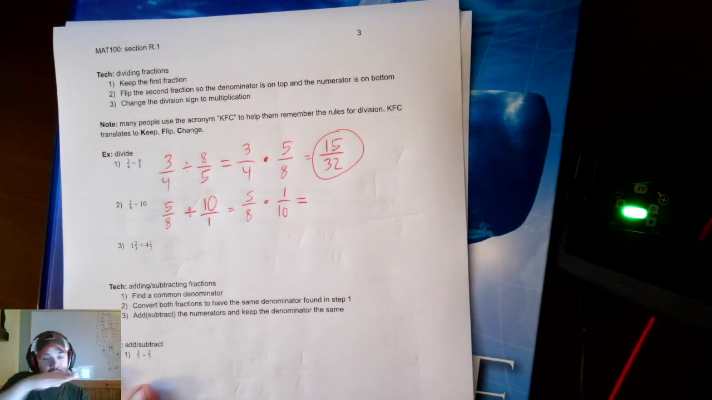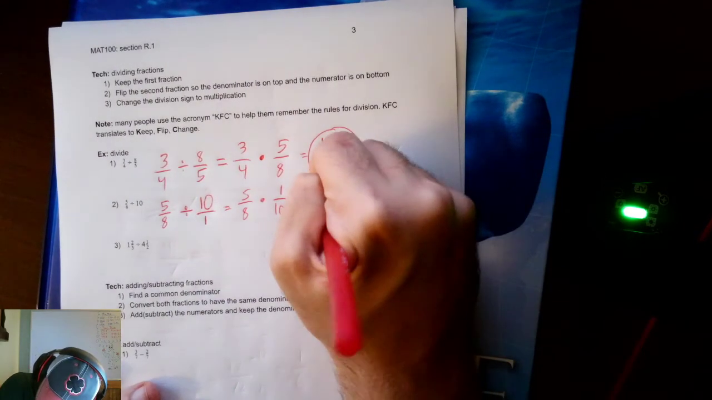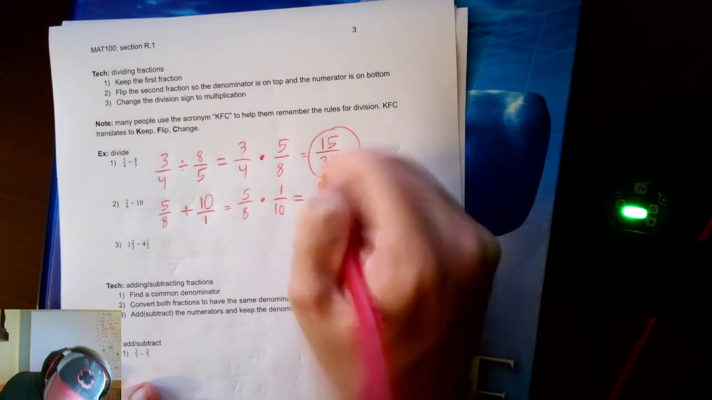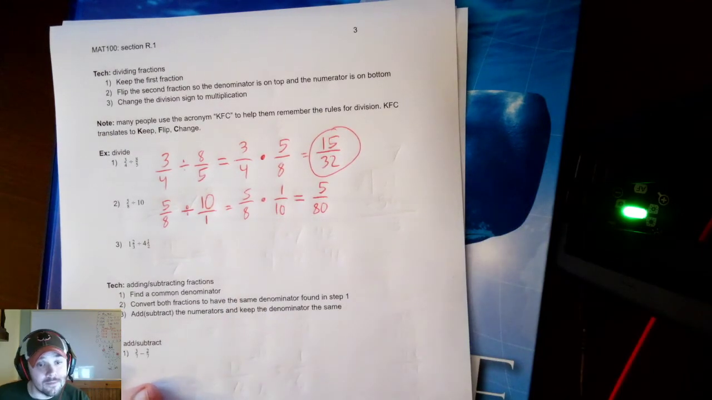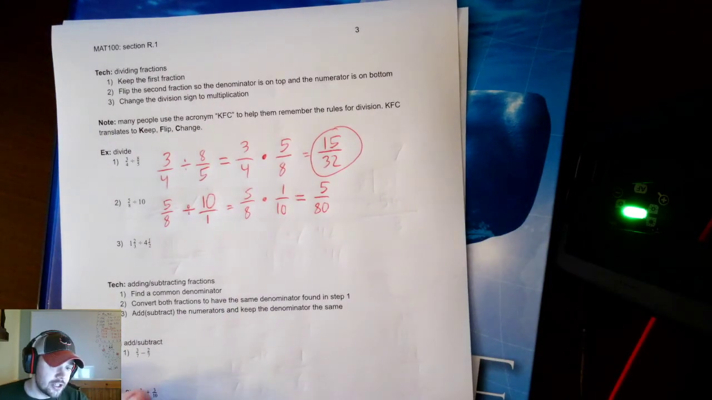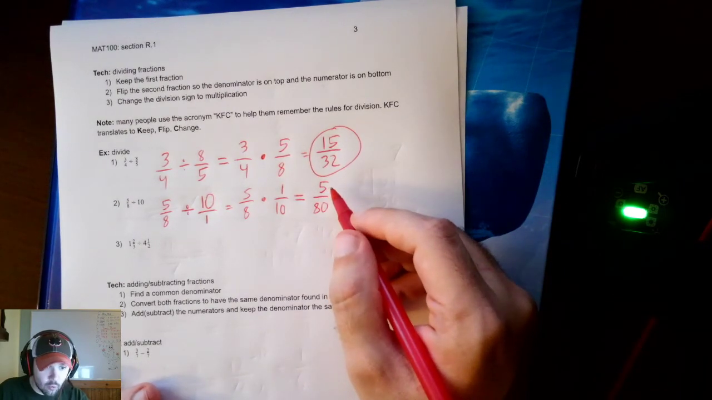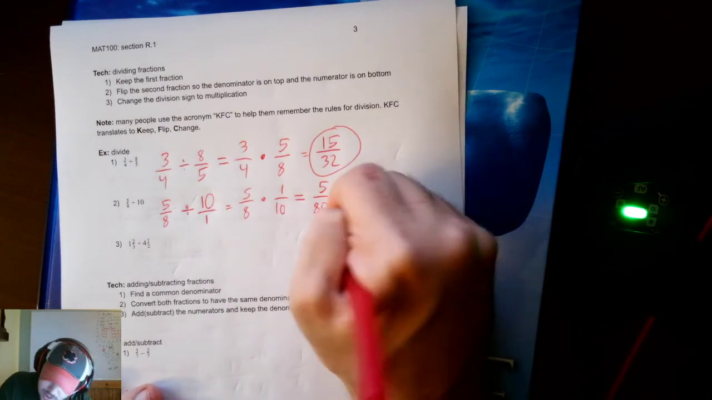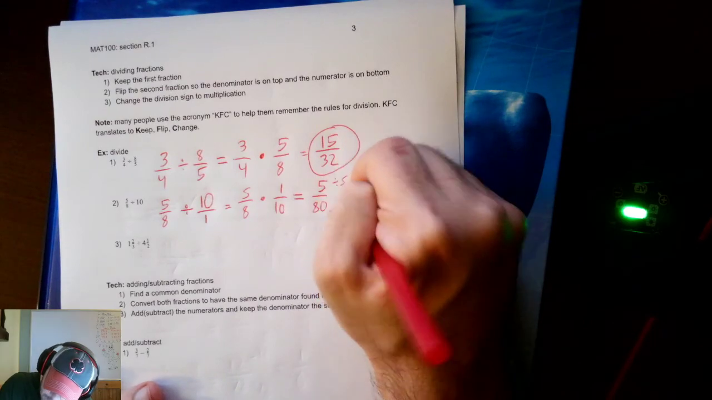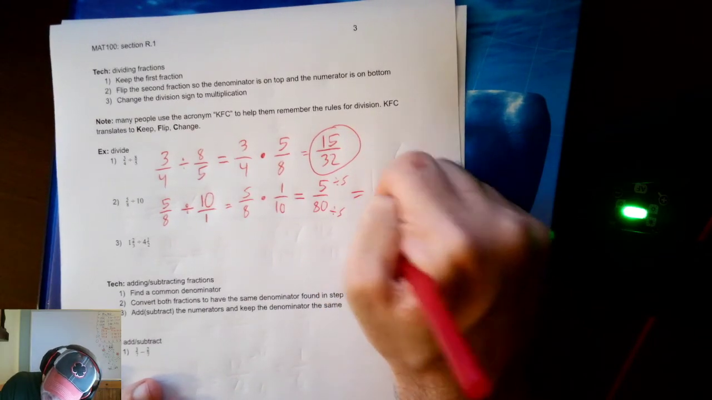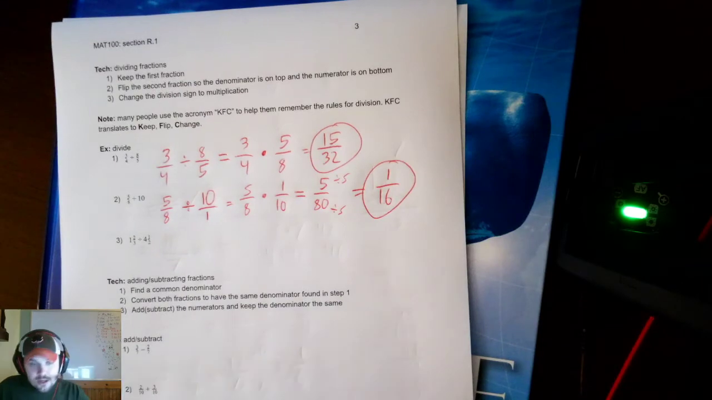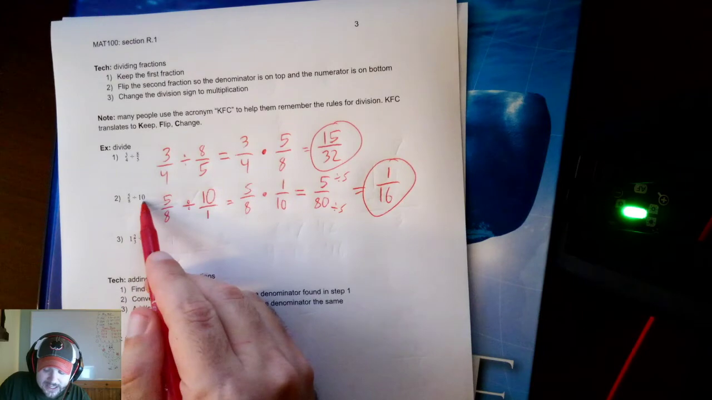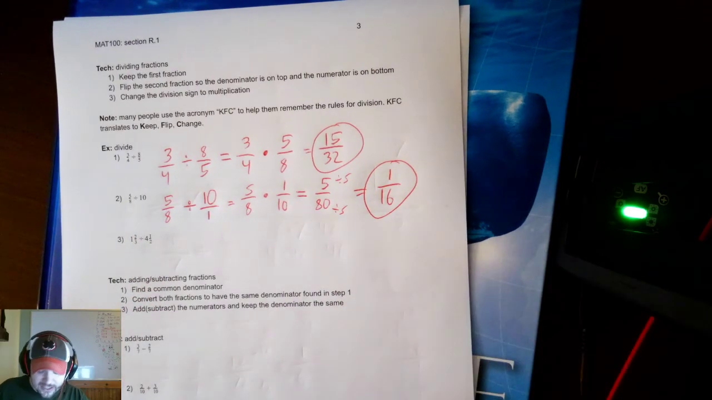Now I can multiply straight across, 5 in the top and 80 in the bottom. Now I check for reductions. Can it reduce? Well, not many options divide 5, only 1 and itself, right? Only 1 and 5. Does 5 divide 80? Yes, it does. So we'll divide out 5 from both to get 1 over 16. So we get 1 over 16 for our answer. So 5 over 8 divided by 10 is 1 over 16.